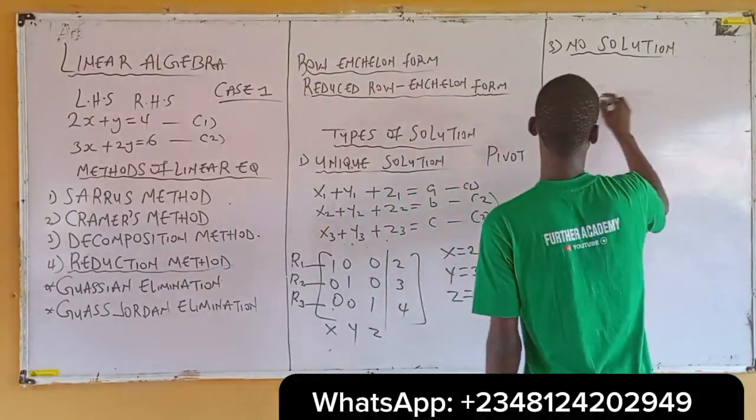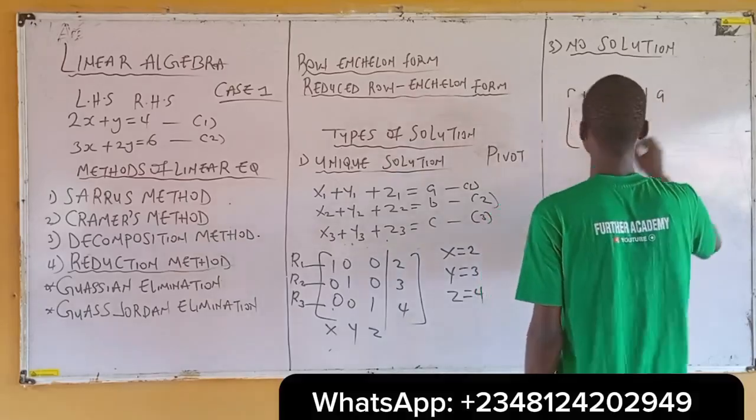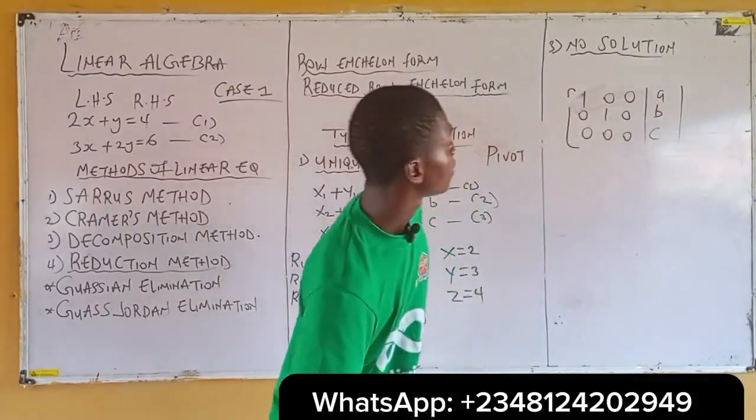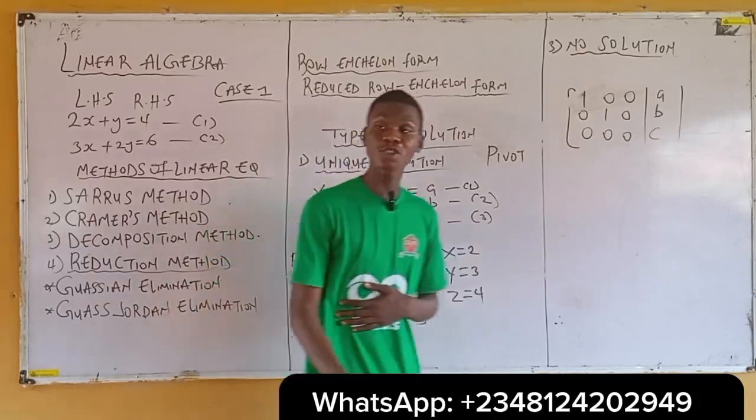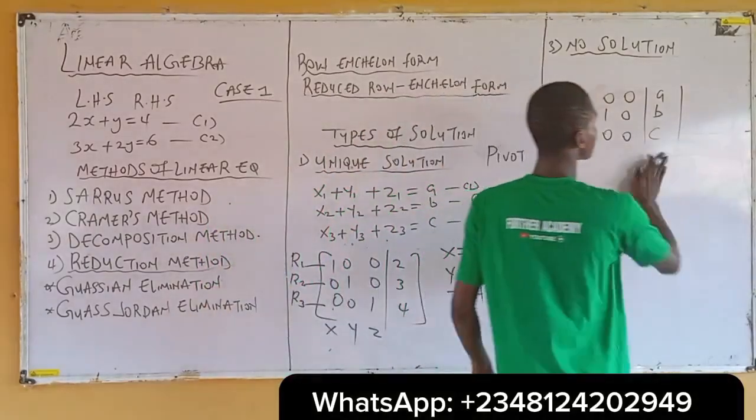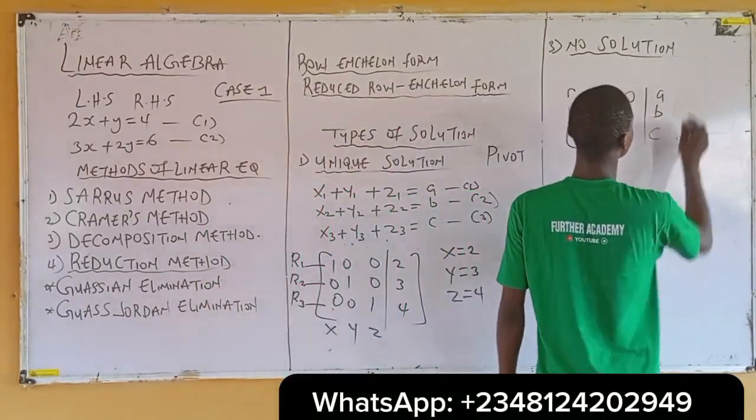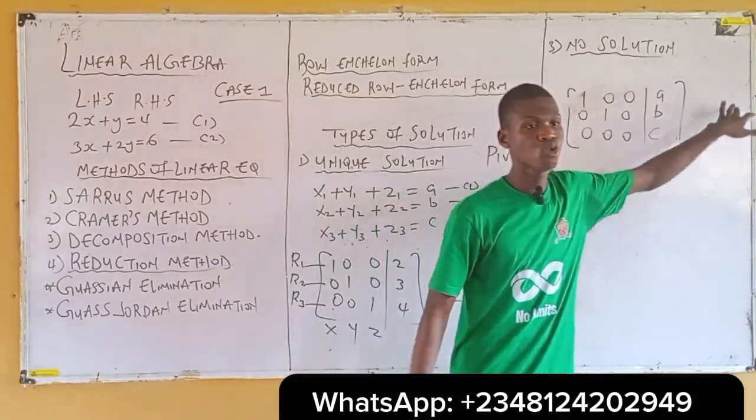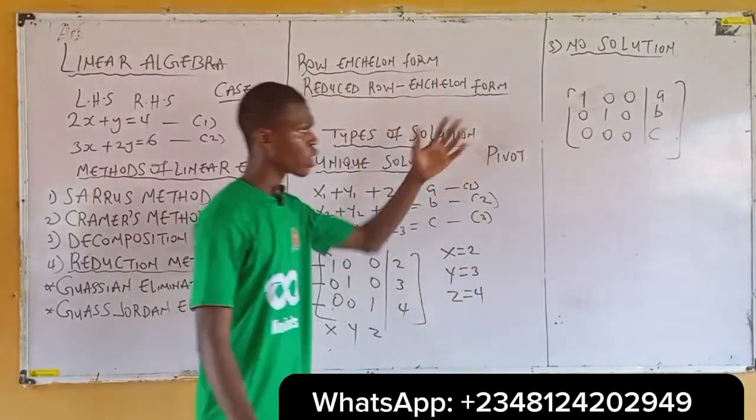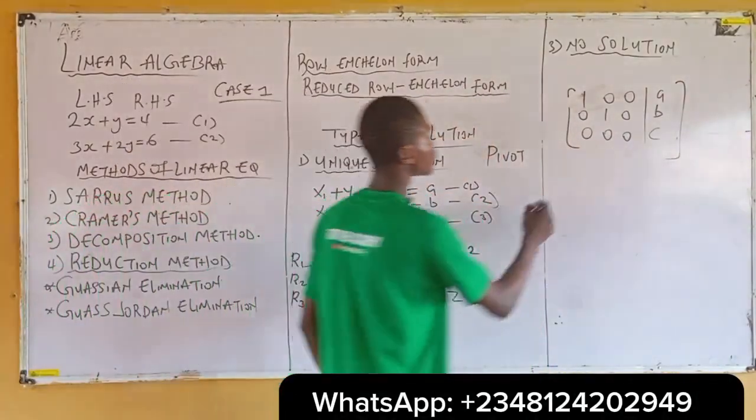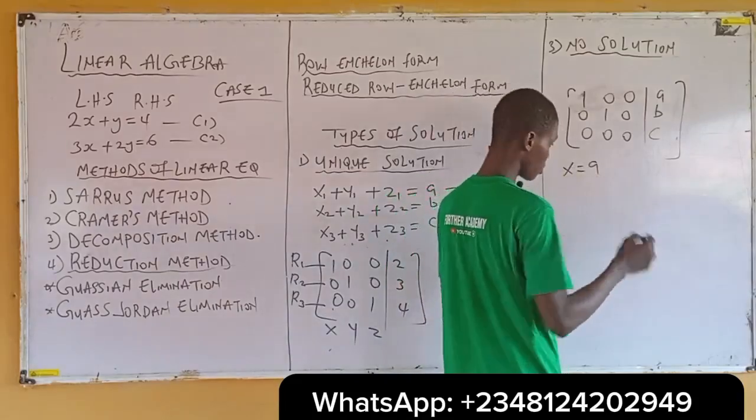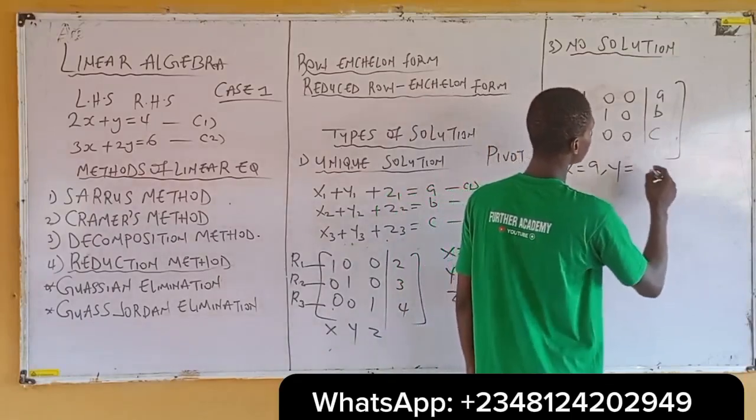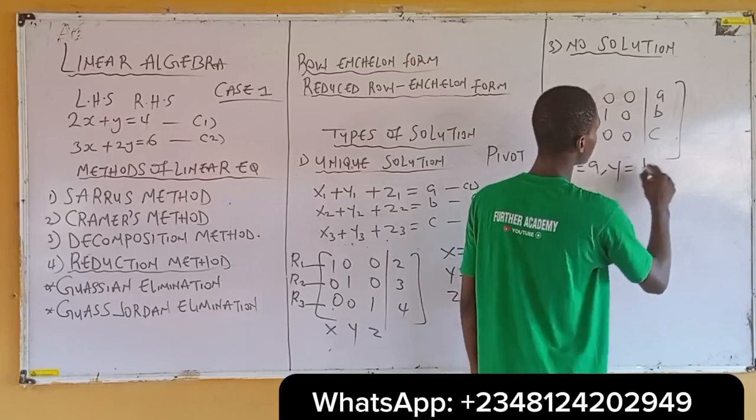You have it as 1, 0, 0, this is A; 0, 1, 0, this is B; 0, 0, 0, C. Alright, let's interpret. Now for many solutions, this is how we represent it in a matrix form. This is our first row, this is row 2, and this is row 3. What's the value of x, what's the value of y, and what's the value of z here? X equals what? X equals A. Y equals what? B.